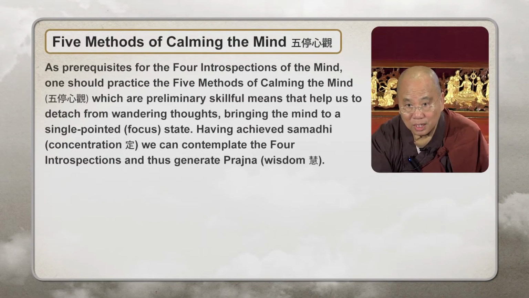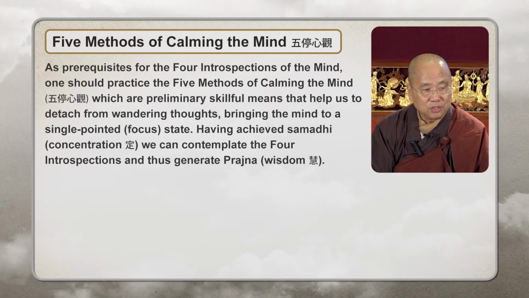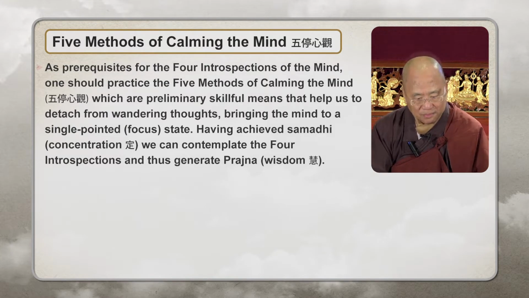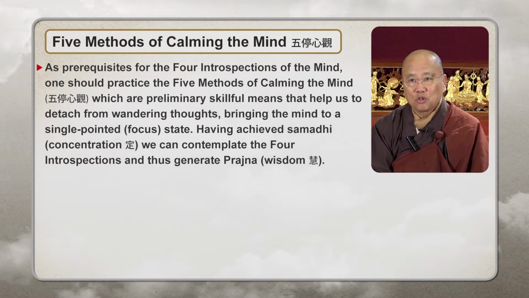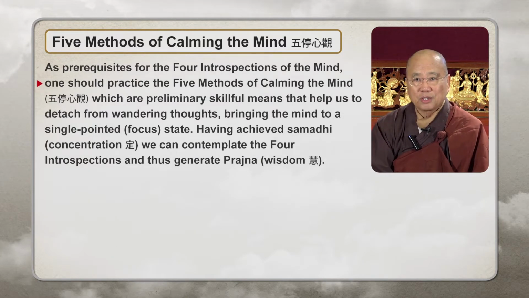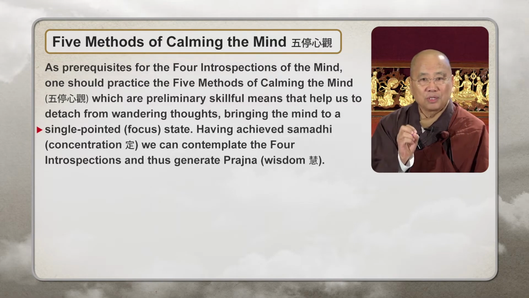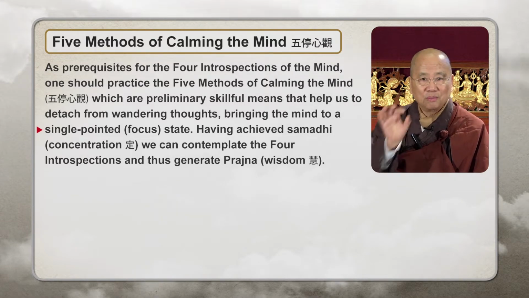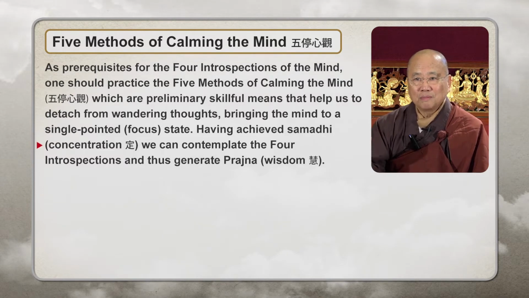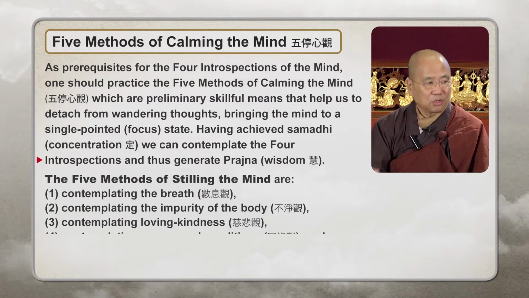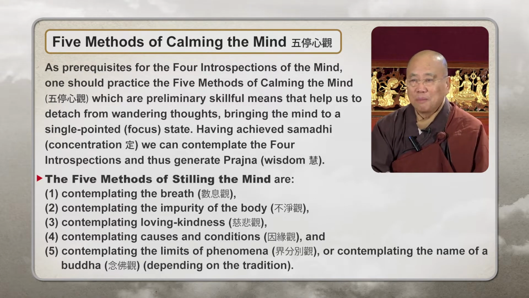So let's get to know a little more detail about the five methods of calming the mind before you even get into introspection. How do we do it? As prerequisites for the four introspections of the mind, one should practice the five methods of calming the mind, which are preliminary, basic, skillful means that help us detach from wandering thoughts, bringing the mind to a single-pointed state. Having achieved samadhi, or concentration, we can contemplate the four introspections and thus generate prajna, which is wisdom.